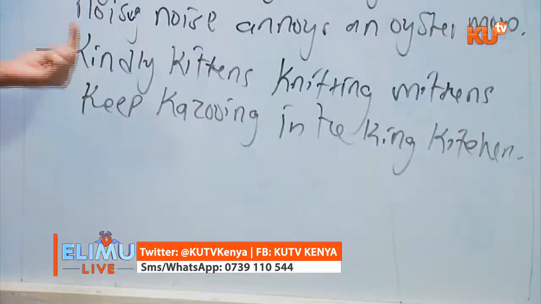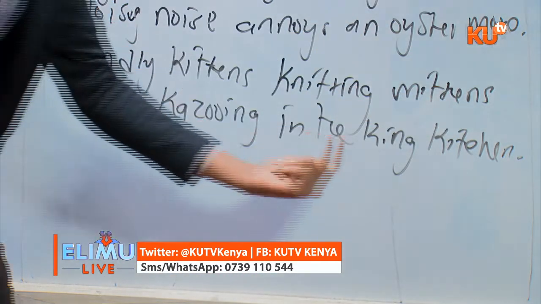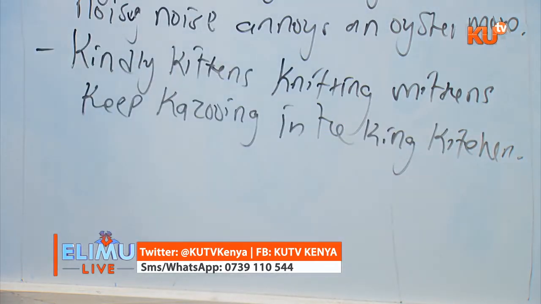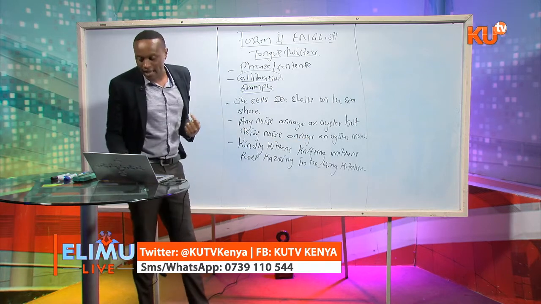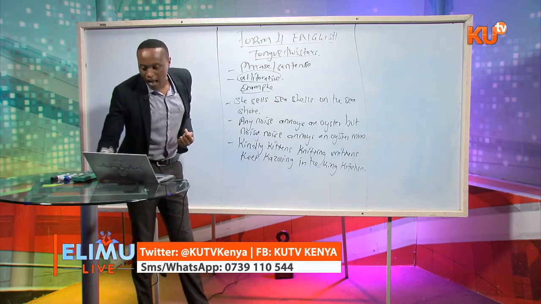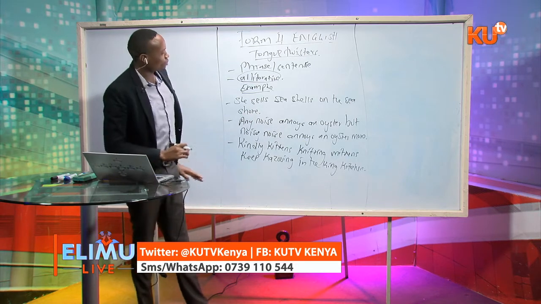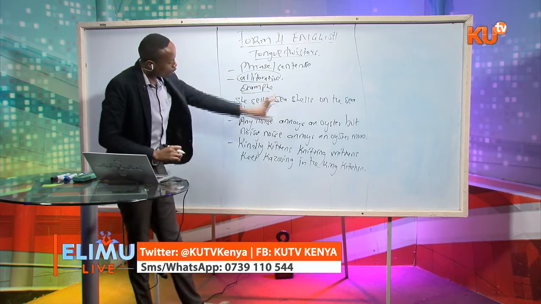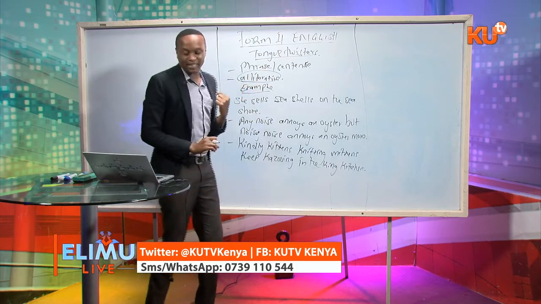Also say this one. Kindly kittens, knitting mittens, keep kazooing in the king's kitchen. Also try to say that one so that you can see now the factor of what we are talking about being alliterative. Repetition. We shall see how the repetition of these sounds comes about when you talk about alliteration. So maybe you're asking yourself, when you are giving all these examples of tongue twisters, where is this alliteration coming about?